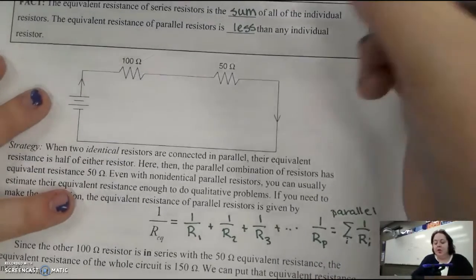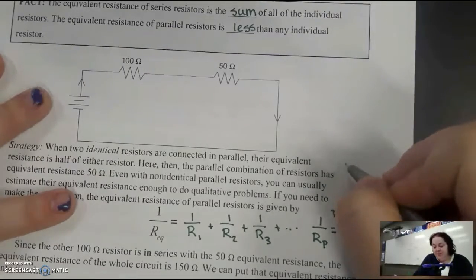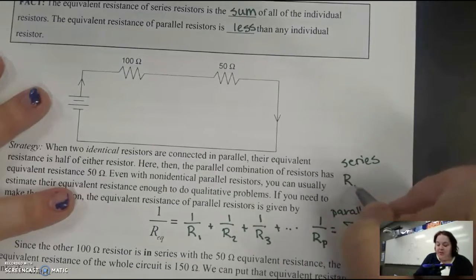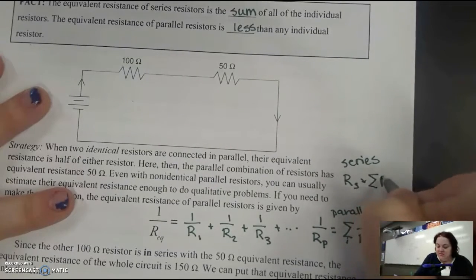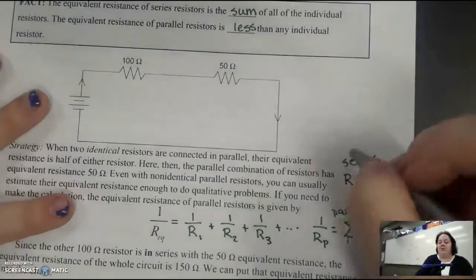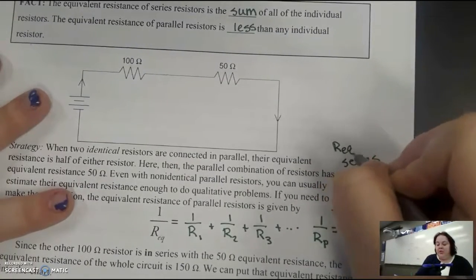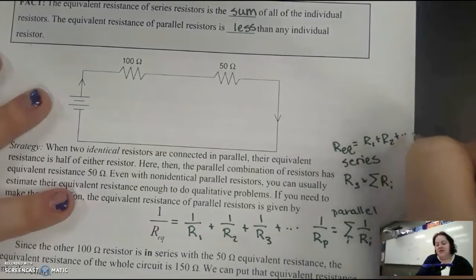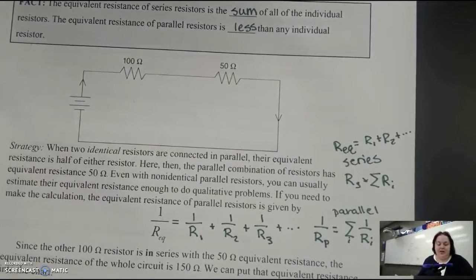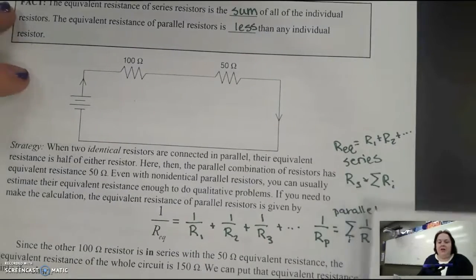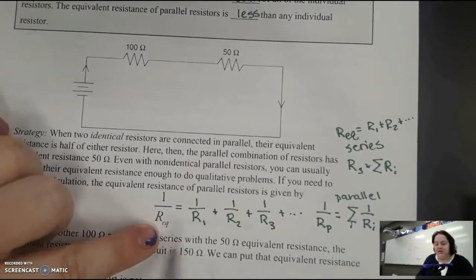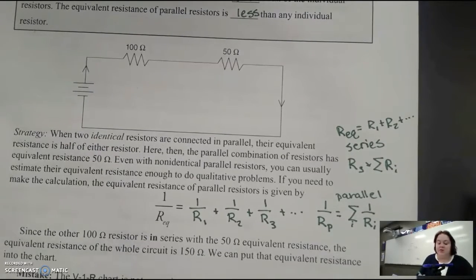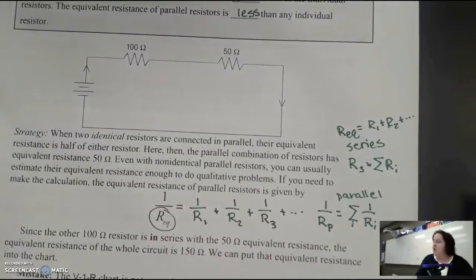For series, it's actually much simpler because it's just the sum, which the AP chooses to write like that. I would write it as just R equivalent through series is R1 plus R2 plus ... however many you have. So, here's the deal. This equation is kind of unfortunate and scary because there's fractions involved, and then you actually have to add the fractions and take the reciprocal since you're looking for this number.